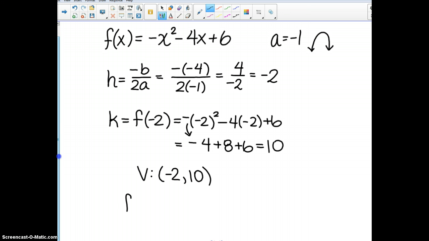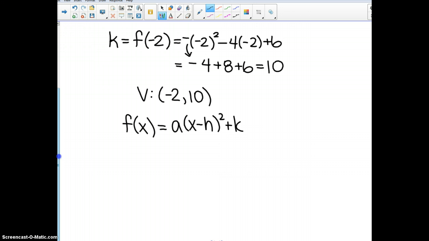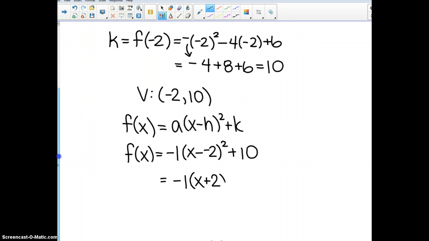If we want to write it in its vertex form, where we have a times x minus h, that quantity squared plus k, then we get to write f of x equals negative 1 times x minus negative 2, quantity squared, plus 10. So more nicely, you don't have to write the 1 on there, you can just hang a negative sign out there if you'd like. That quantity turns into x plus 2 squared, and then the plus 10 at the end.